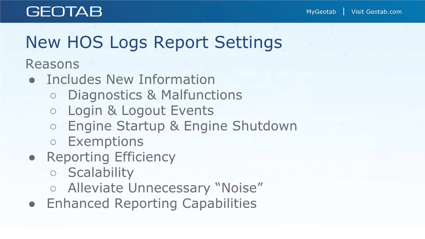Reporting efficiency. The first item there is scalability, and that's something that we talk a lot about here at Geotab. It's being able to prepare for growth. If you have a report that works for 10 vehicles or 10 drivers, is it going to work for a fleet with 1,000 drivers? We want to make sure that it does. We also have the ability now to alleviate unnecessary noise. For example, say we're wanting to pull some information on diagnostics and malfunctions. Well, if we're looking for that information, we're not interested in looking at all of the actual driver logs. We just want to see diagnostics and malfunctions.